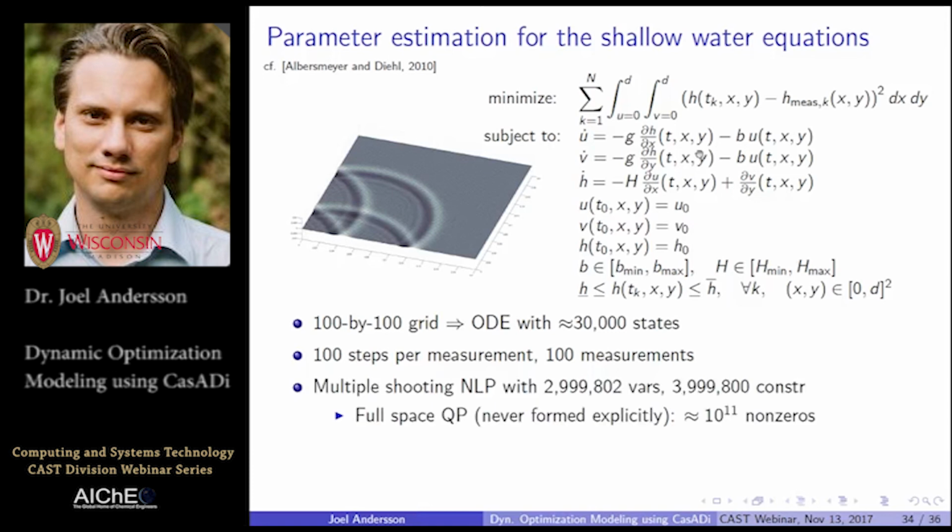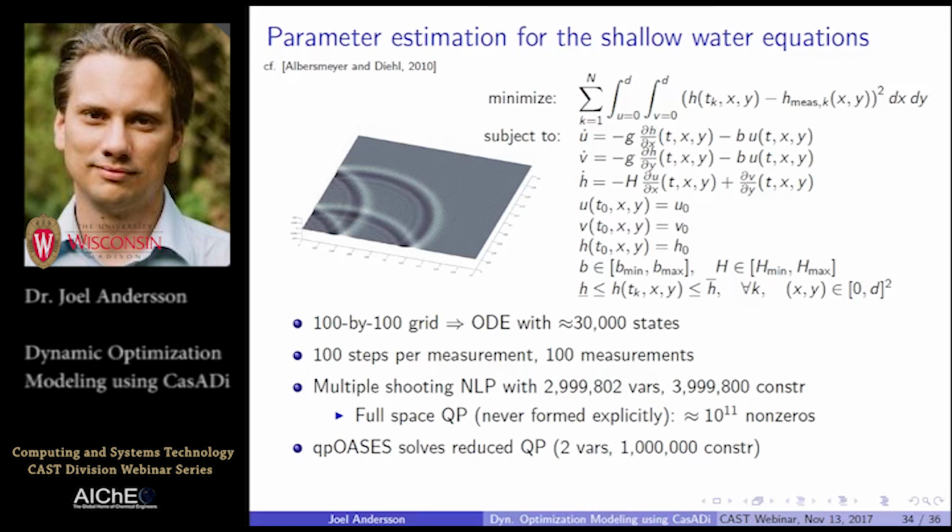Because in your NLP, we don't have these 100. You only see the measurements. So there's a dense dependency between the different states. And if we were to form the full space QP, we would end up with a problem with some 10 to the power of 11 non-zeros. But with the Newton method, we never have to actually formulate this QP explicitly.